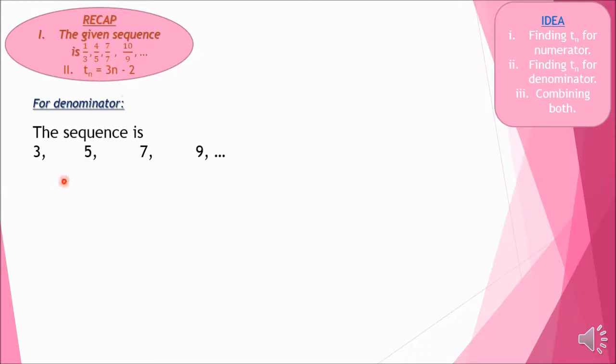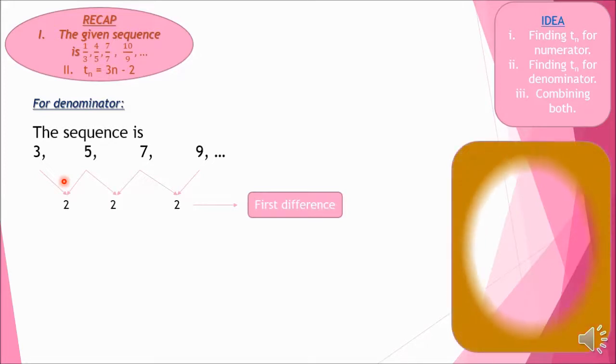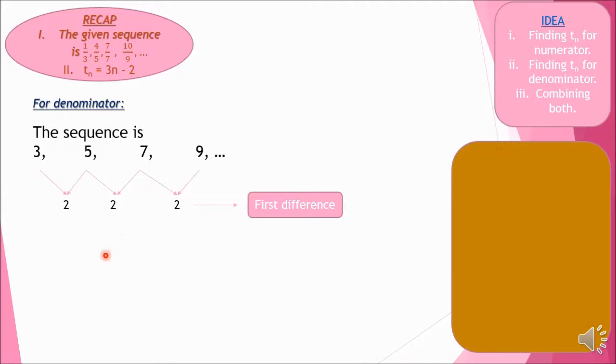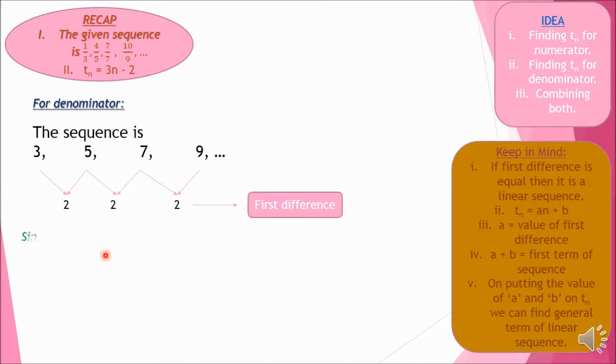So let's see, is it a quadratic or a linear sequence? The differences are 2, 2, and 2. The first difference is equal. Then you can see the process on the right side of your screen. Since the first difference is equal, it is a linear sequence, and so Tn will be an plus b.